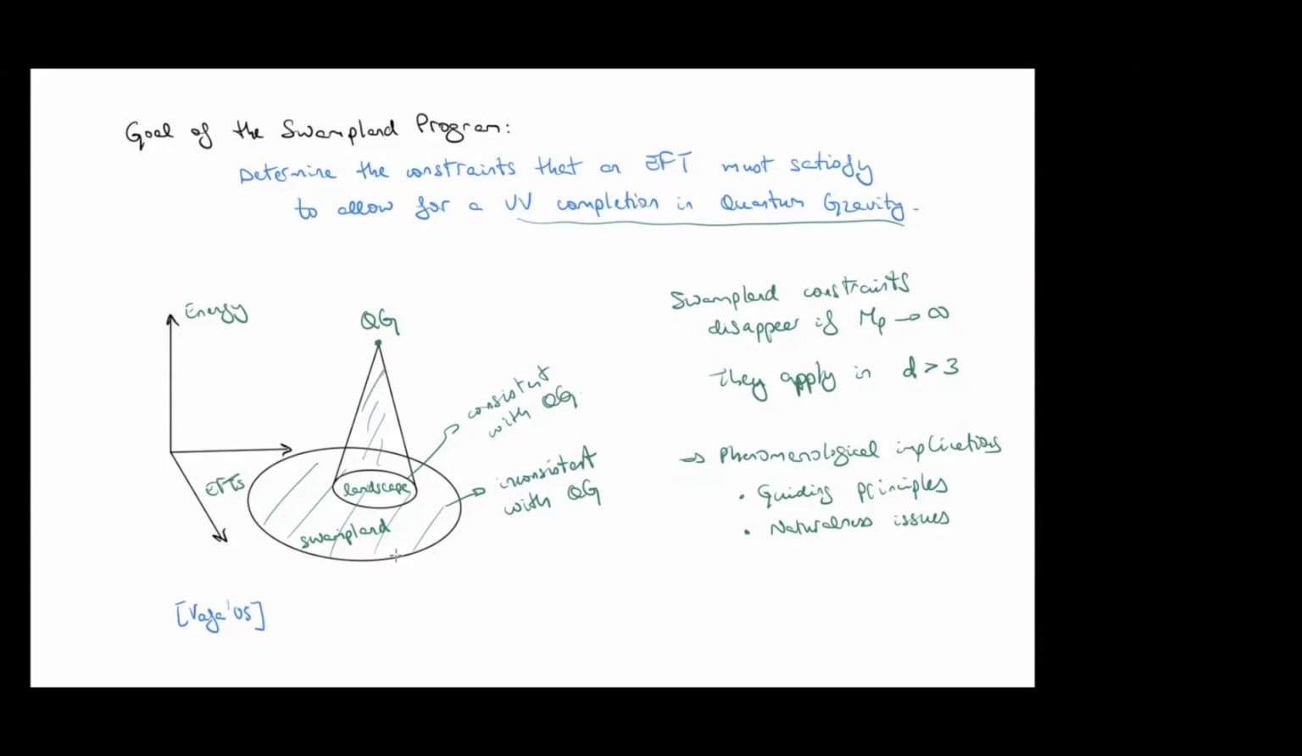Sorry, can I ask a question? Yes. I didn't understand very well. What does it mean exactly that a theory is UV completed in quantum gravity? I mean, you have some theory that is, let's say, defined in some limit or scale, and then there is some definition of UV completion. Can you repeat this?